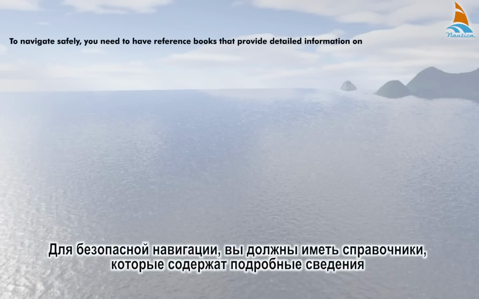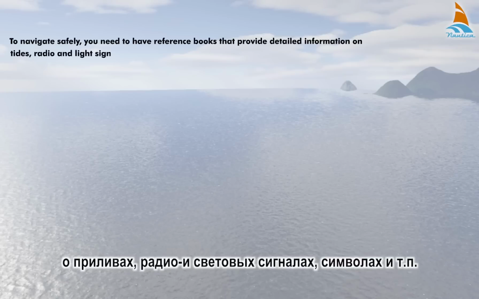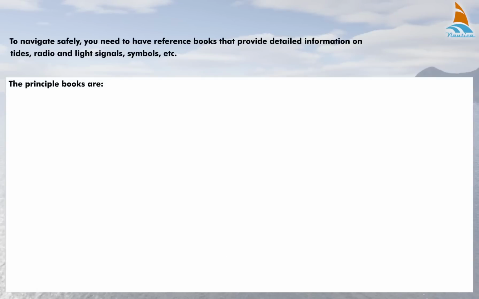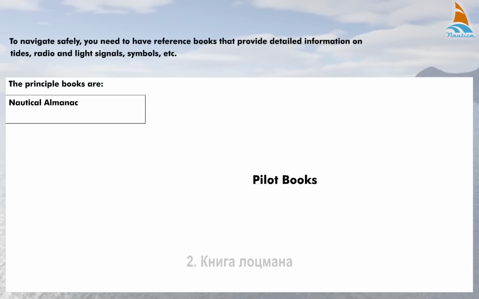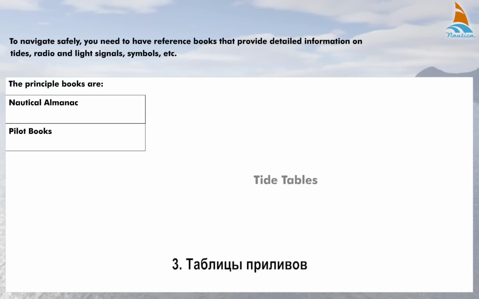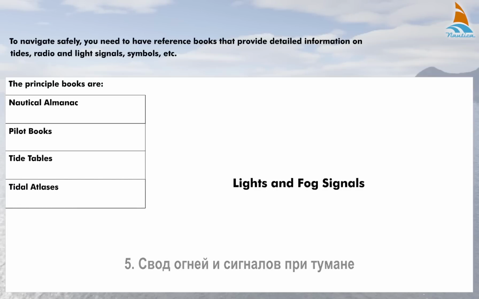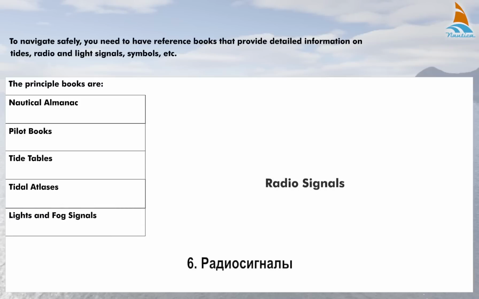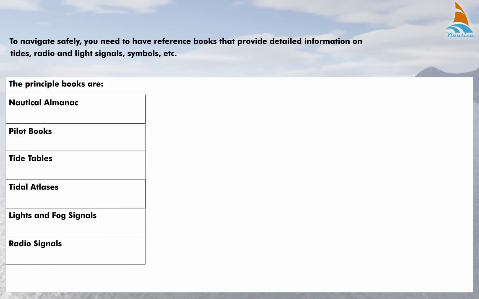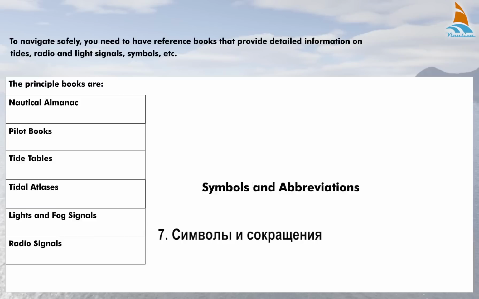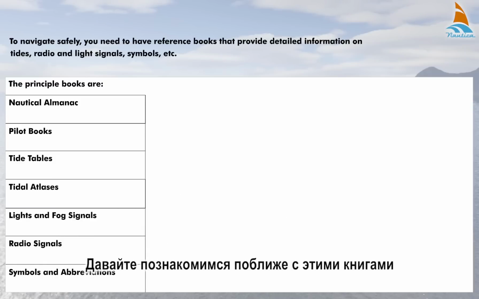To navigate safely, you need to have reference books that provide detailed information on tides, radio and light signals, symbols, etc. The principal books are 1. Nautical Almanac, 2. Pilot books, 3. Tide tables, 4. Tidal atlases, 5. Lights and fog signals, 6. Radio signals, 7. Symbols and abbreviations. Let's have a closer look at these books.